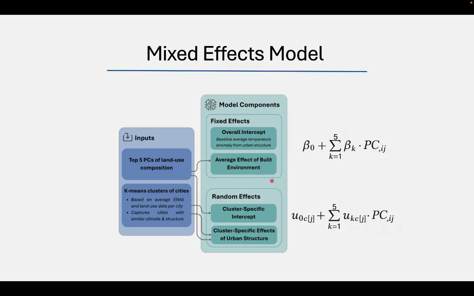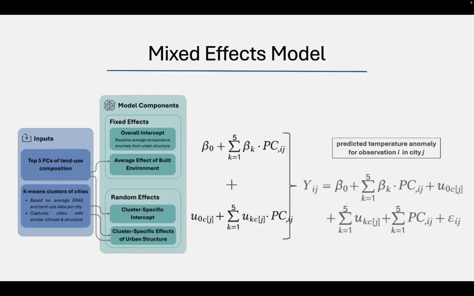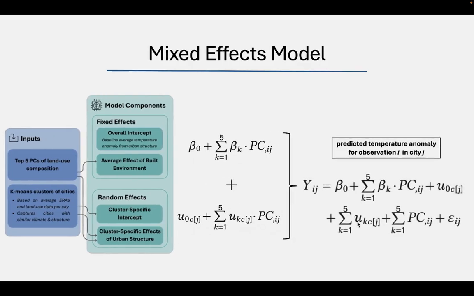As for the random effects, each cluster had its own intercept, adjusting the baseline temperature anomaly. And each cluster also had its own coefficients for the 5 principal components, to adapt how land use influences temperature within that cluster. In other words, for each observation, the model adjusted both the intercept and the land use effects based on the cluster the city belonged to. This is the full formula that we got, and it's the predicted anomaly for observation i in city j.